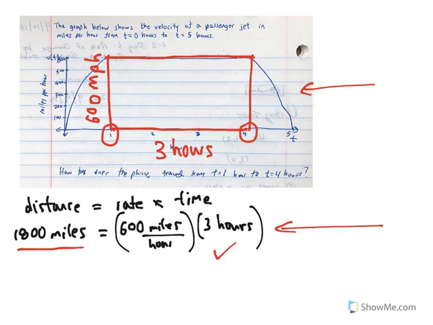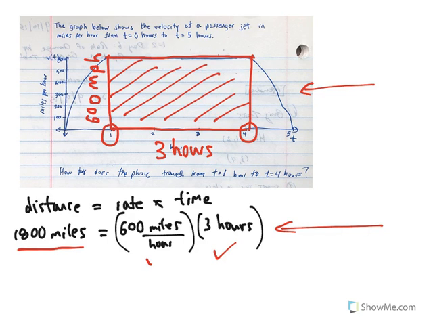mph for miles per hour. So if you look at this rectangle that I just sketched, when we found 3 hours times 600 miles per hour, it was in fact the area of the rectangle that I just highlighted. So this calculation that we did was in fact equivalent to finding the area under the graph of the velocity function above the horizontal time axis between x is equal to 1 and x is equal to 4. So that's what we did.